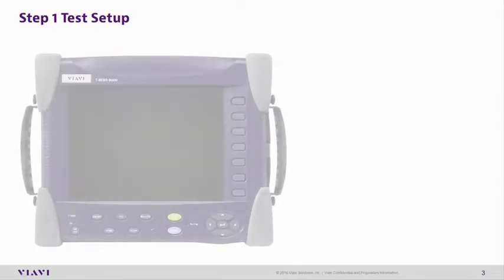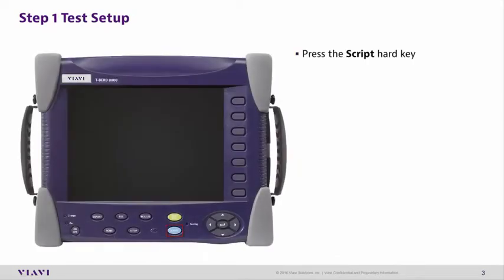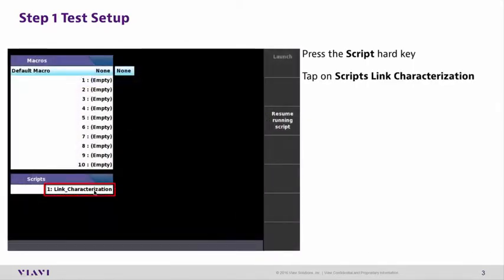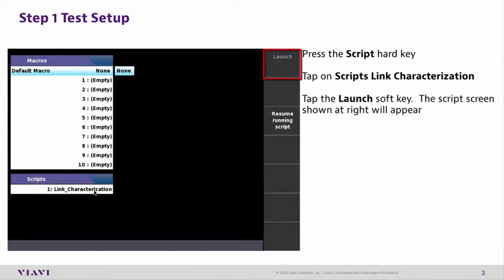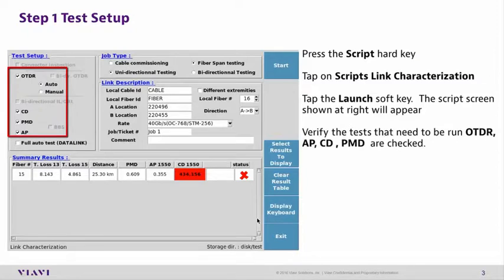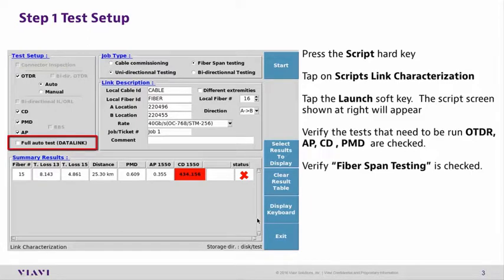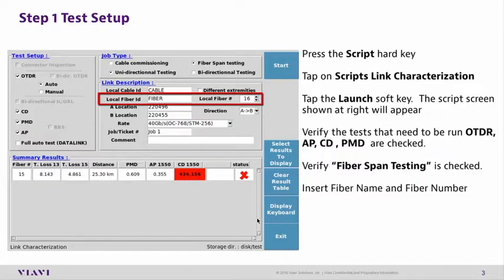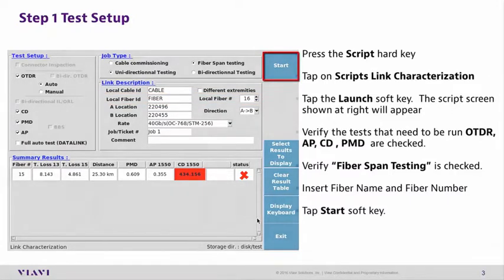Step 1. Test Setup. Press the Script hard key. Then tap Scripts Link Characterization. Tap the Launch soft key. Verify the tests that need to be run: OTDR, AP, CD, PMD. Ensure they're all checked. Verify that fiber span testing is checked. Insert the fiber name and the fiber number. Tap the Start soft key.